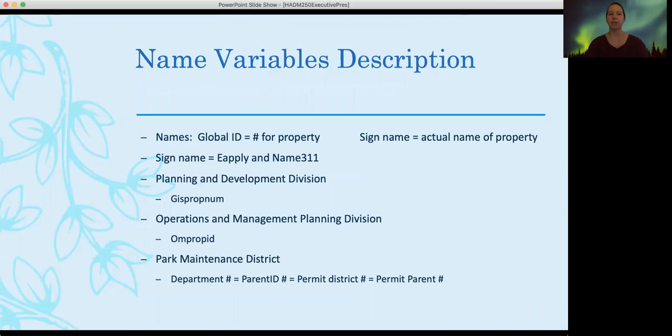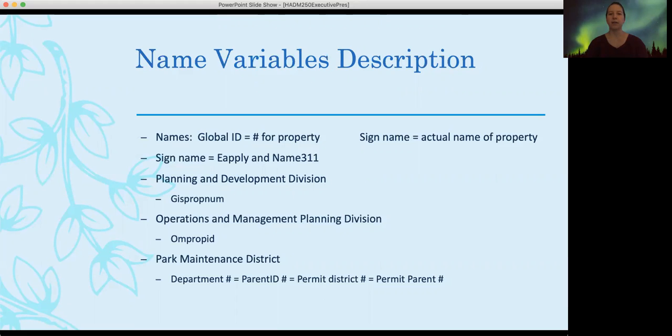Some of the variables included in this data are names. The two names that I use to analyze the data are Global ID, which is the unique number identifier given to each newly acquired property, and sign name, which is the actual name of a property that is written on a sign. The data included other names that I did not use to analyze. eApply and Name 311 are name categories given to each property that are the same names as the sign name.